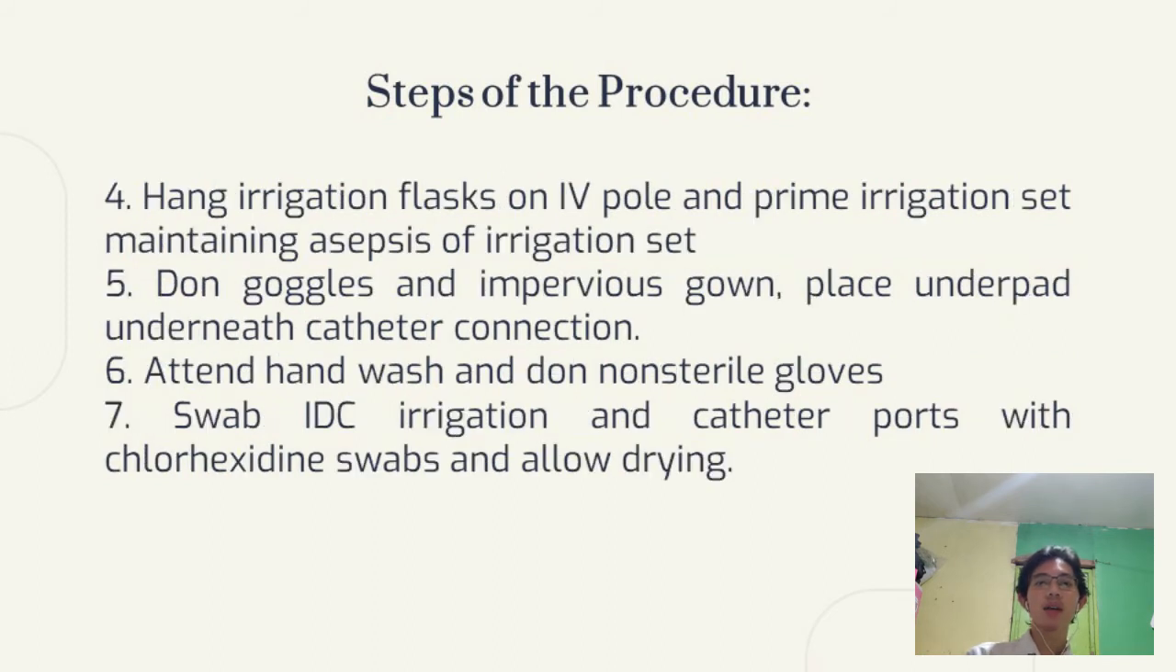Next is to hang the irrigation flask on the IV pole and prime the irrigation set, maintaining asepsis of the irrigation set. Note, only one of the irrigation flask clamps should be open when priming the irrigation set, otherwise the fluid can run from one flask to another. After priming the irrigation set, ensure that all clamps on the irrigation set are closed.